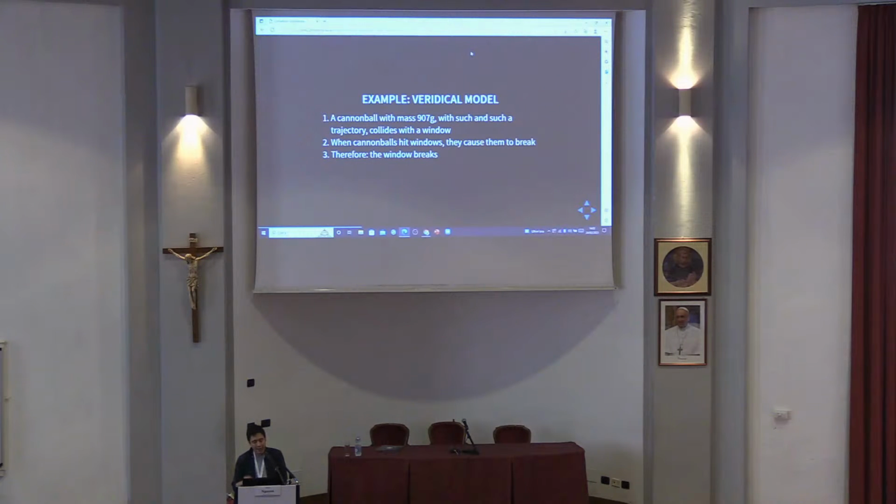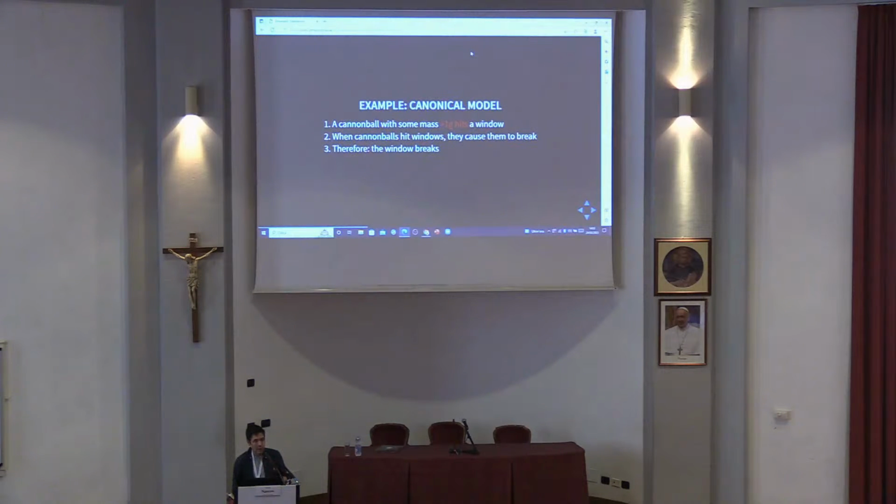But there's a sense in which that first premise is specified in too fine-grained a level of detail for the explanation that you want to give. You're trying to explain why the window broke, and that first premise is specifying the precise weight and the precise trajectory of the cannonball. So Strevens says, well, we should do this optimization process where we move from this very precise specification of the causal chain that led up to the event to be explained to some more abstract specification of the causal chain that led up to the event to be explained.